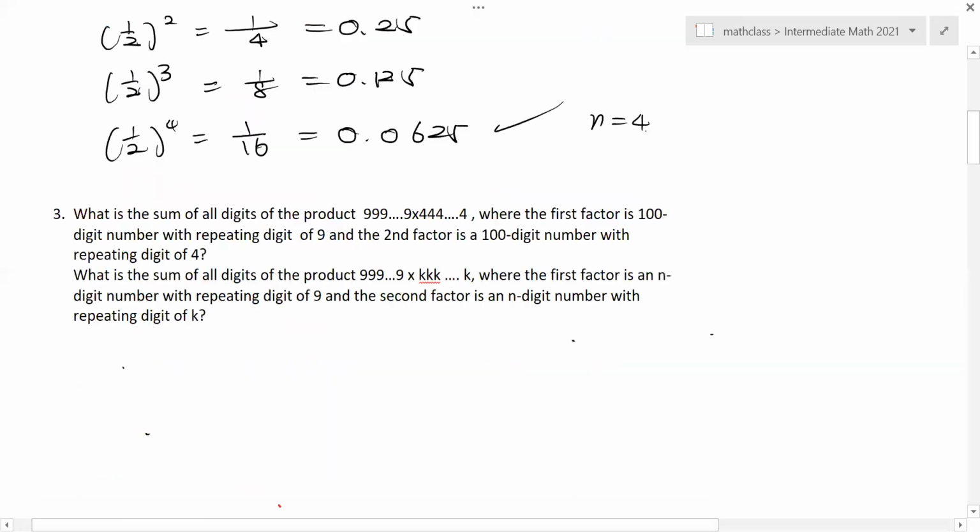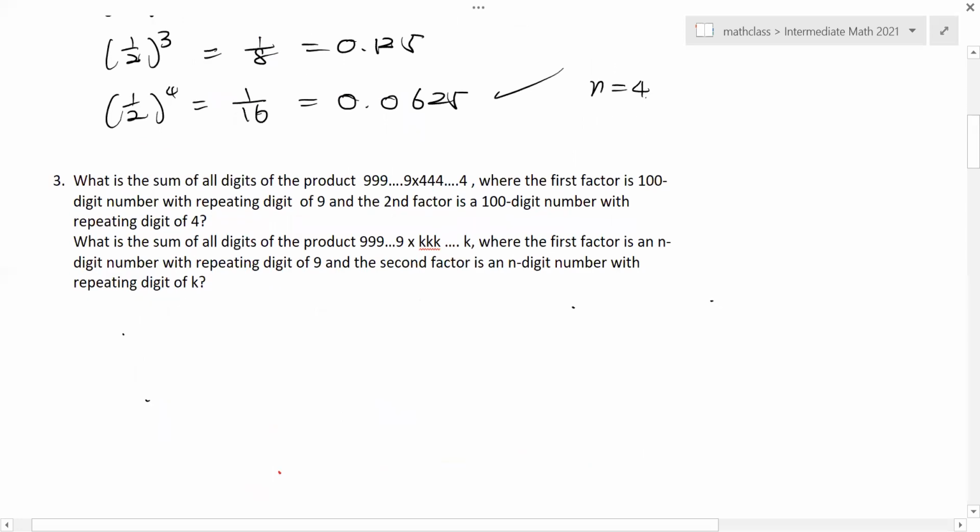All right, so the next one, the problem is a little bit complicated. Okay, let's read it first. So what is the sum of all digits of the product 9999 times 4444, where the first factor is a 100 digit number? Wow, that's 100 repeating digits of 9. And the second factor is a 100 digit number with a repeating digit 4. So what is the sum of all the digits?